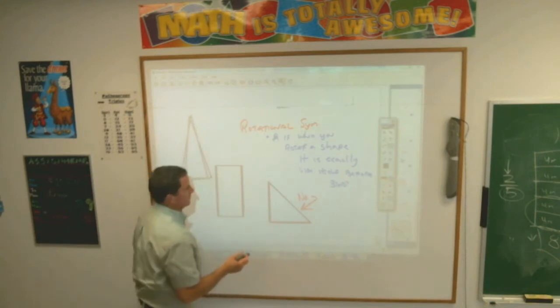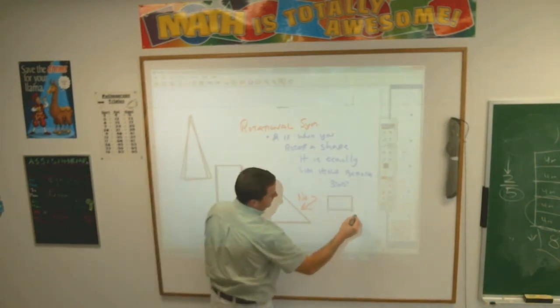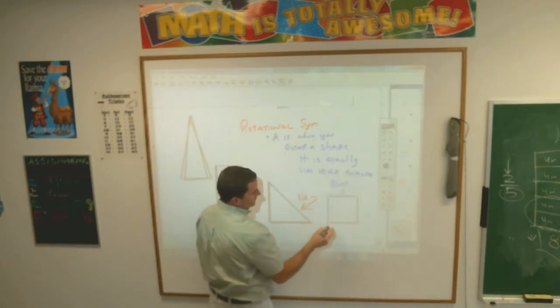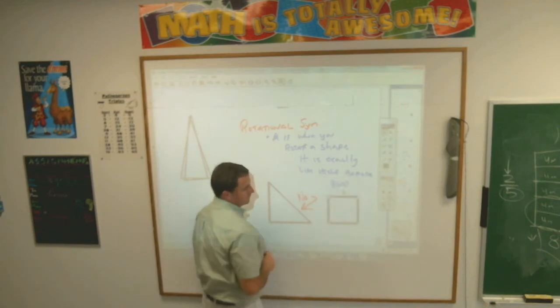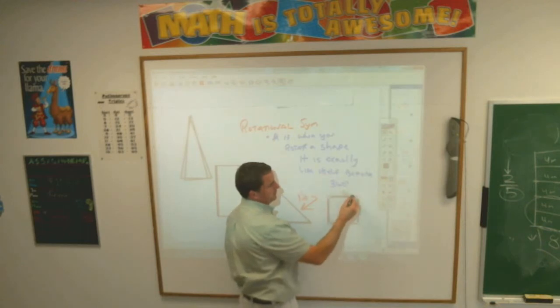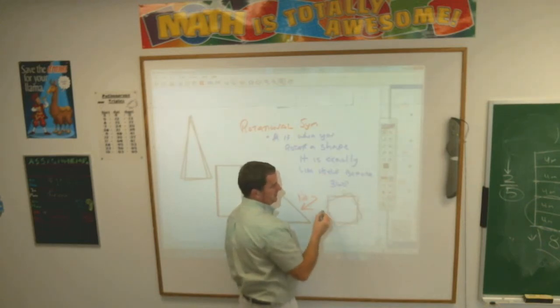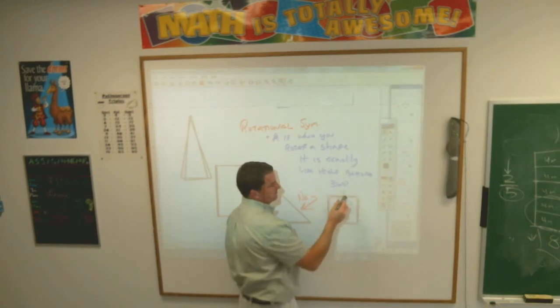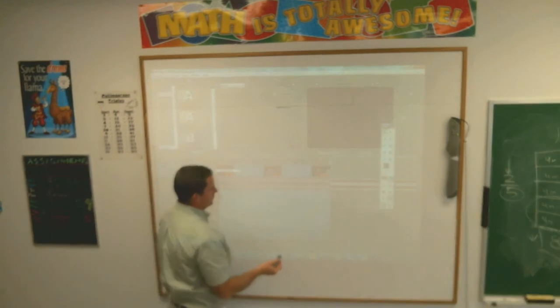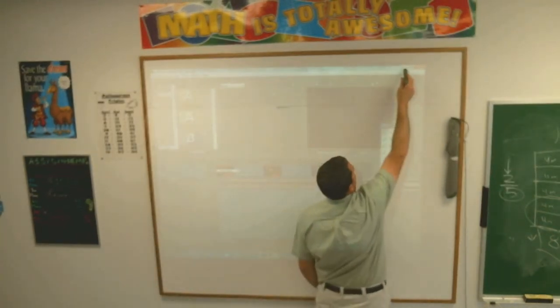And maybe one last. Let's do a square. If you had a square, how many times would you get it to look like itself before you get all the way around? Well, once you get to 90 degrees, it's itself. 180 degrees, 270, 360. So yes, it does have rotational symmetry.